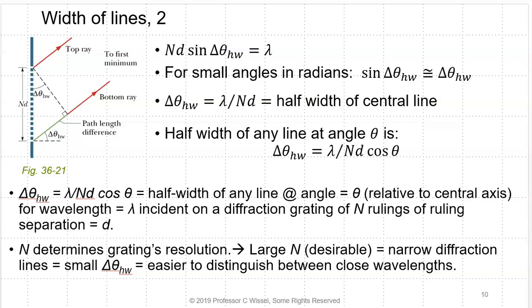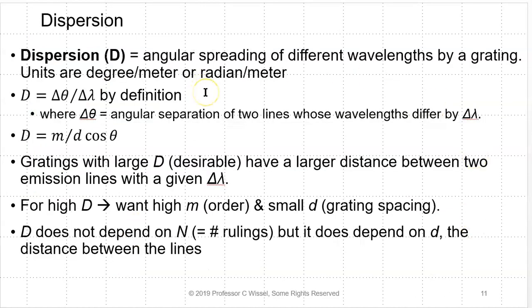Now, the dispersion is the angular spreading of different wavelengths by a grating. The units are degrees per meter or radians per meter. Be careful with units. The dispersion, D, by definition is delta theta divided by delta lambda. Delta theta is the angular separation of two lines whose wavelengths differ by delta lambda. D will also equal m divided by little d times cosine theta.